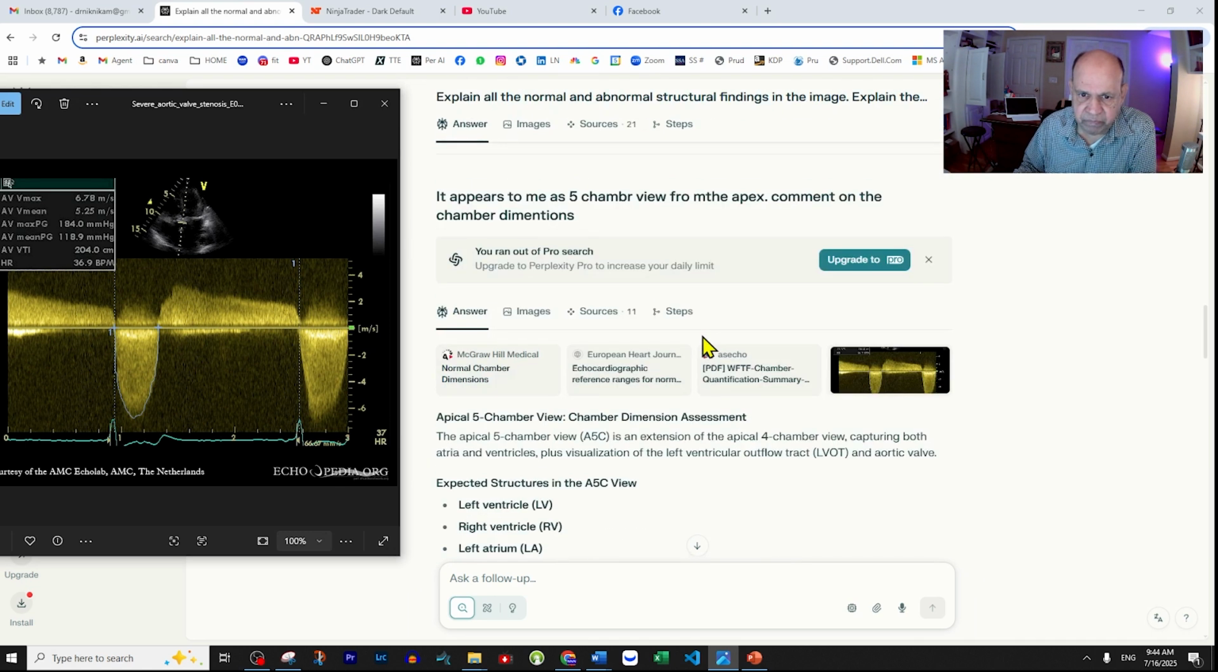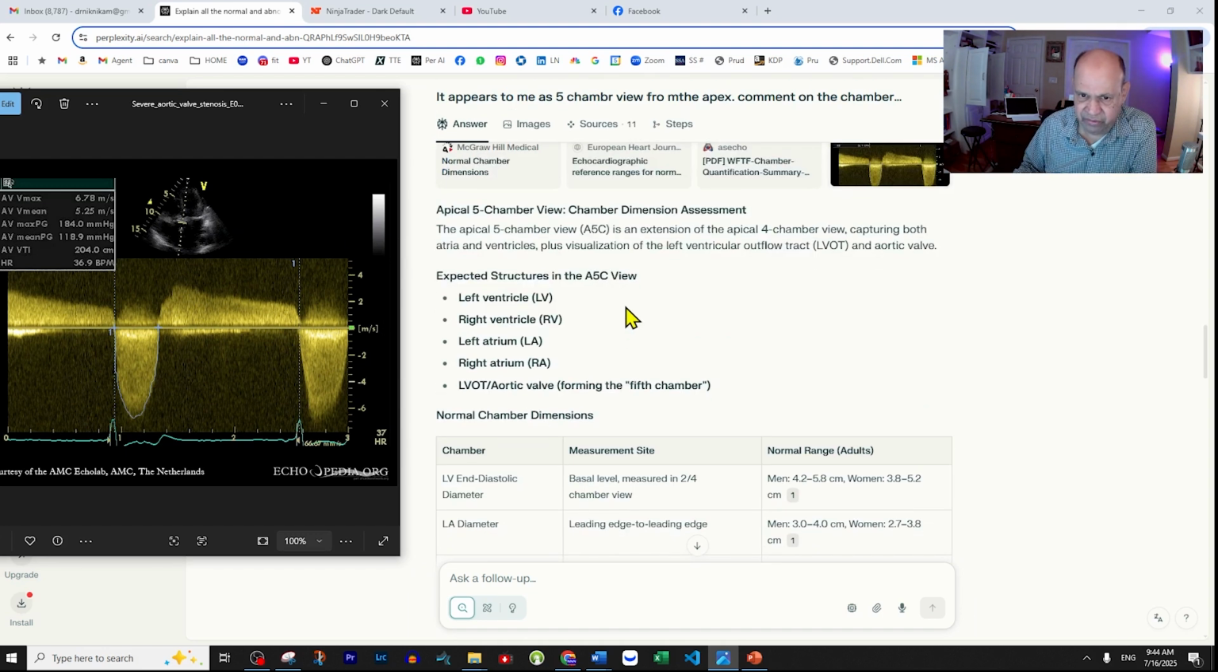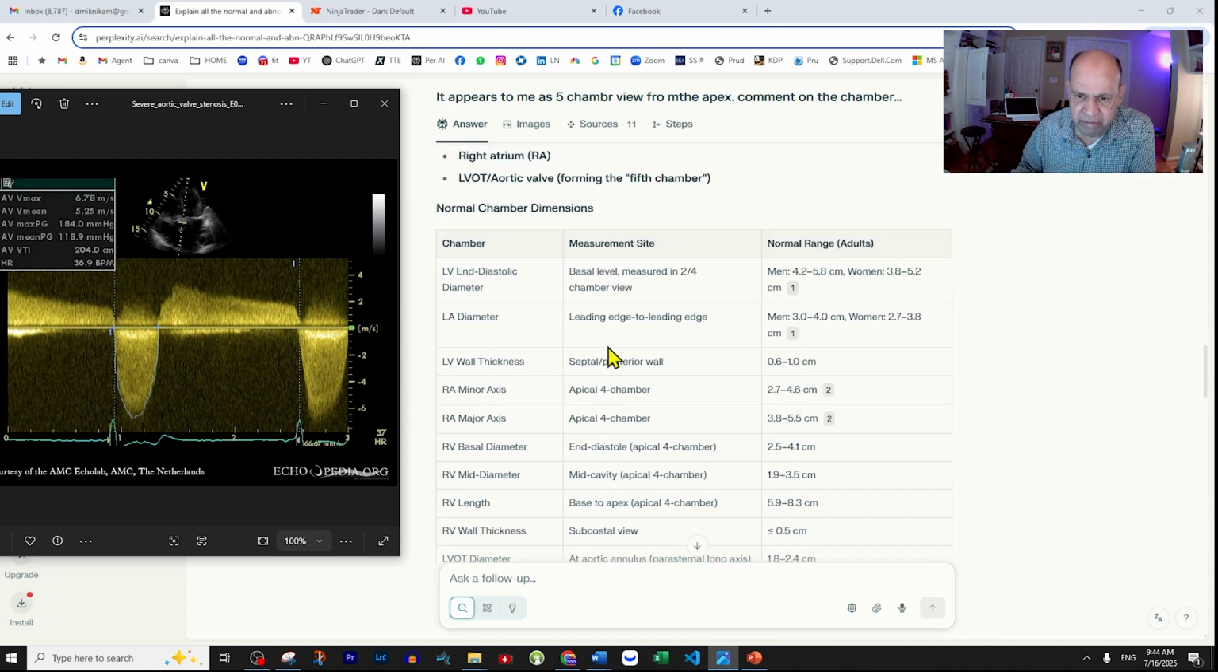Then I said, this appears to be a 5-chamber view, and it did not properly answer when I asked it to interpret the chamber size and all these things. Unless there are some numbers, it may not be able to. It didn't interpret the numbers, but it did give us the latest guidelines as to what is normal and what is abnormal. Left ventricular end diastolic diameter: the normal range is 4.2 to 5.8. In women, 5.2 is the max.